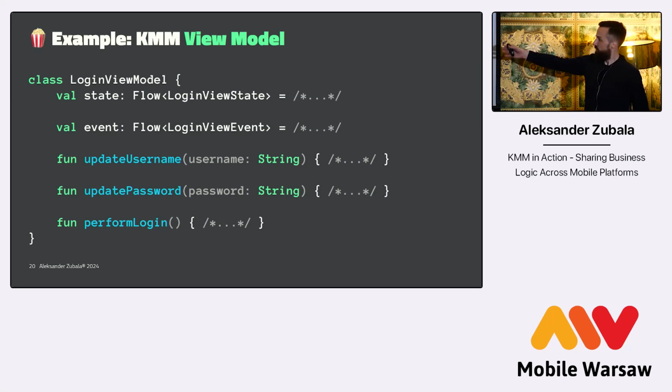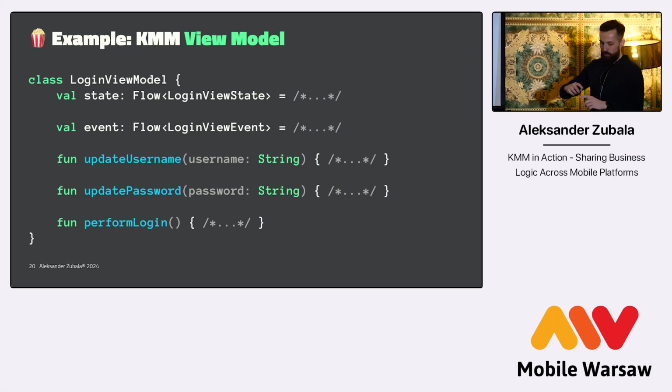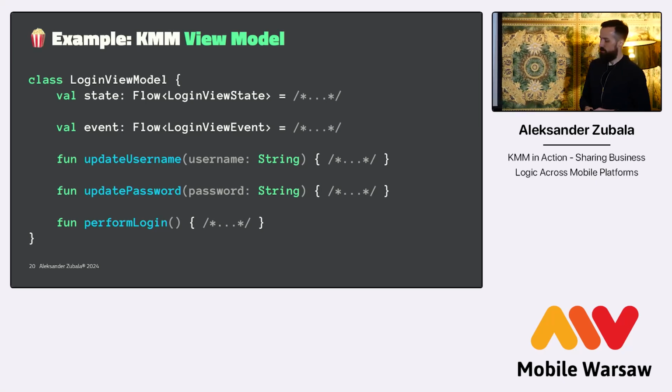So here we have three intents. One is for updating the username when you provide something in the text field. We have, of course, the password, the same thing, and perform login, which will be wired to the button.